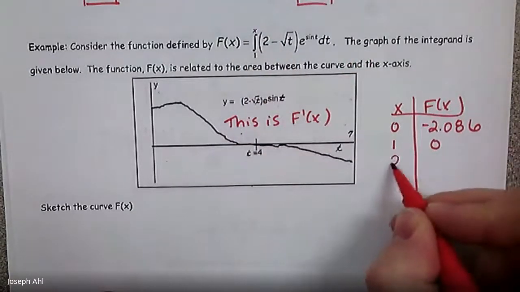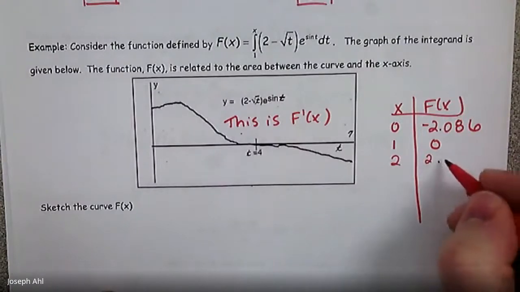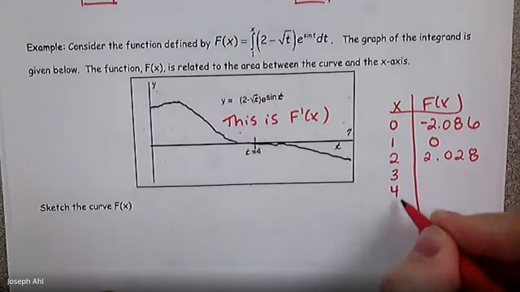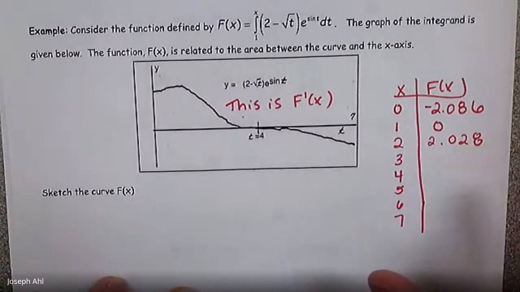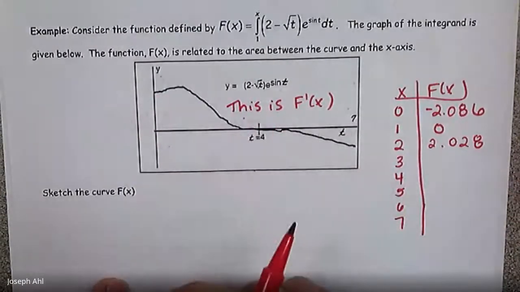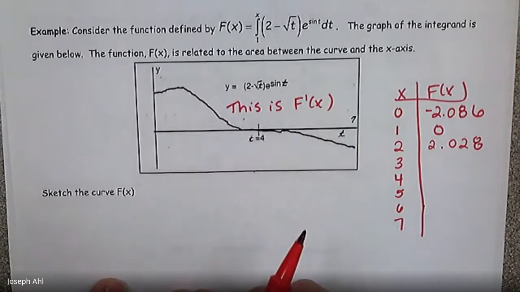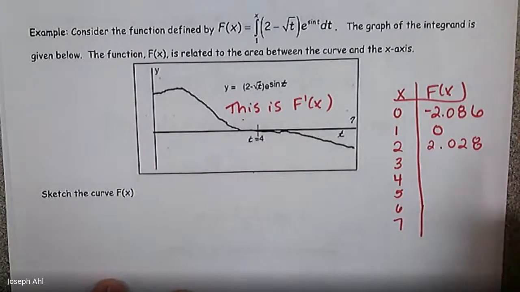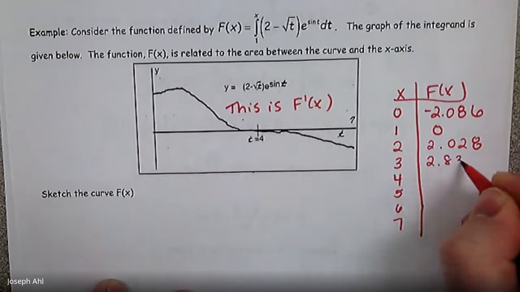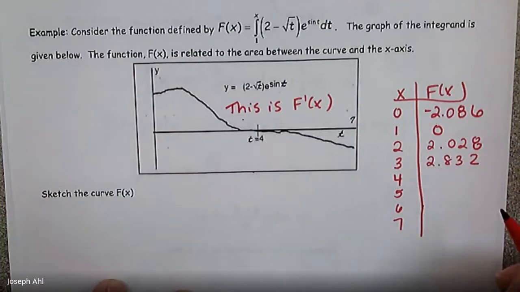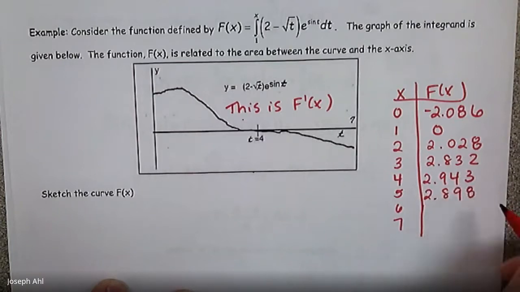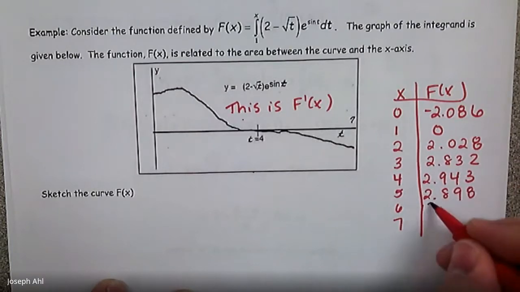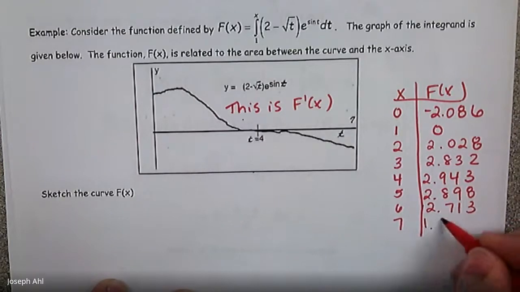And then at 2, I have 2.028. 3, 4, 5, 6, 7. Okay. And these are all points that I can plot along the way, but I want to think about some other features of f of x based on the graph that this is the derivative. So at 3, we're at 2.832. At 4, we're at 2.943. All right, a couple more to go, 2.898. So we're heading back down now, 6, 2.713, and at 7, 1.993.